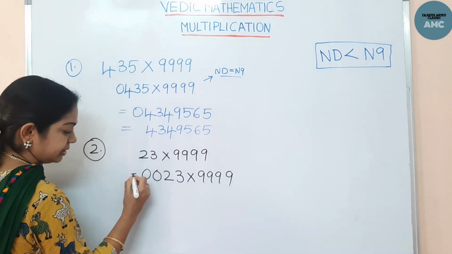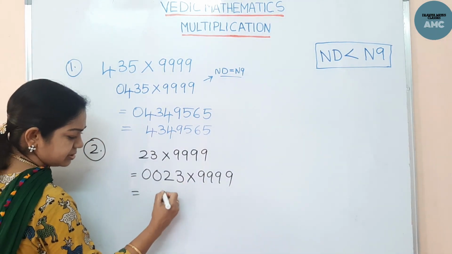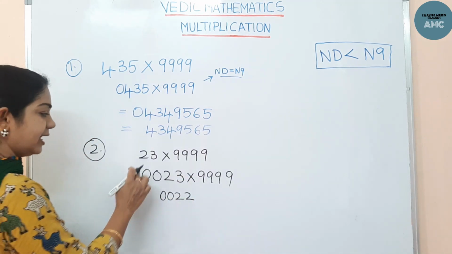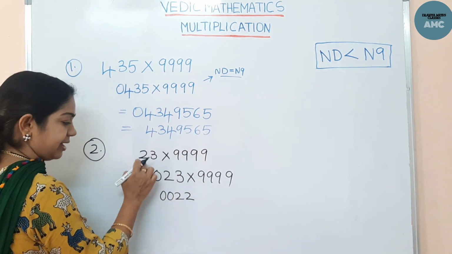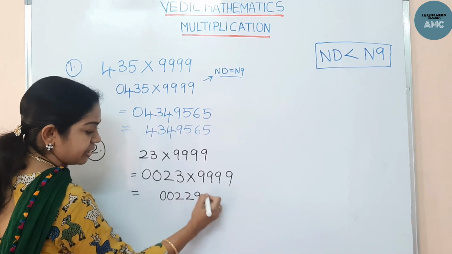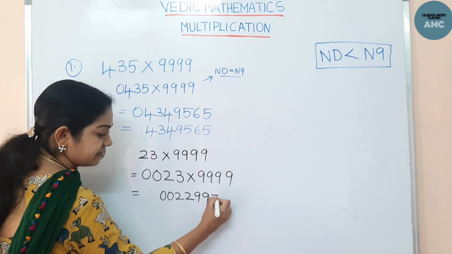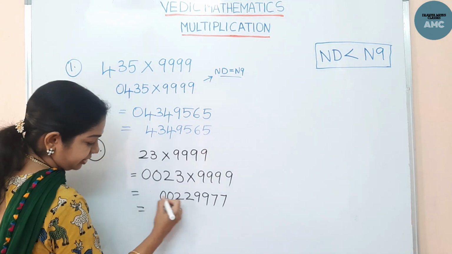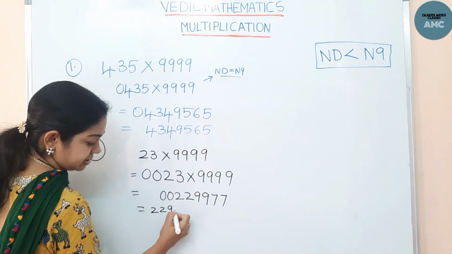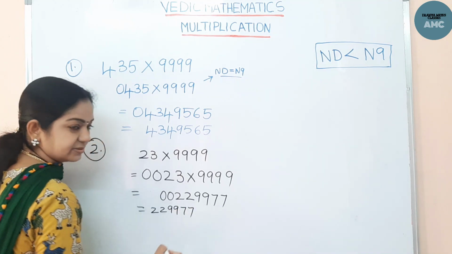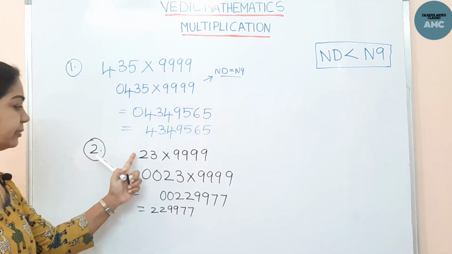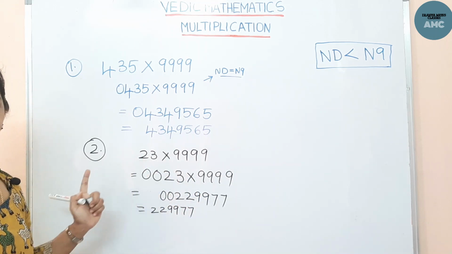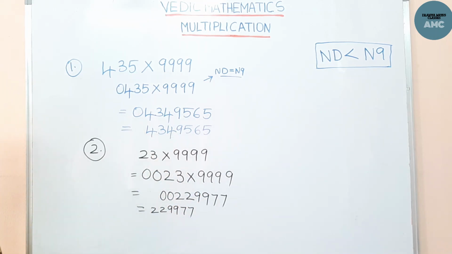Now we can start here. This becomes 0, 0, 2, 2 because I have to decrease 1. Then I'll apply here all from 9, last from 10. 9 minus 0 is 9, 9 minus 0 is 9, 9 minus 2 is 7, 10 minus 3 is 7. So the answer, you can eliminate the zeros now. The answer is 229977. So here how many zeros are needed? Just to equate it with the 9s, you can take that many zeros and proceed with the same procedure.